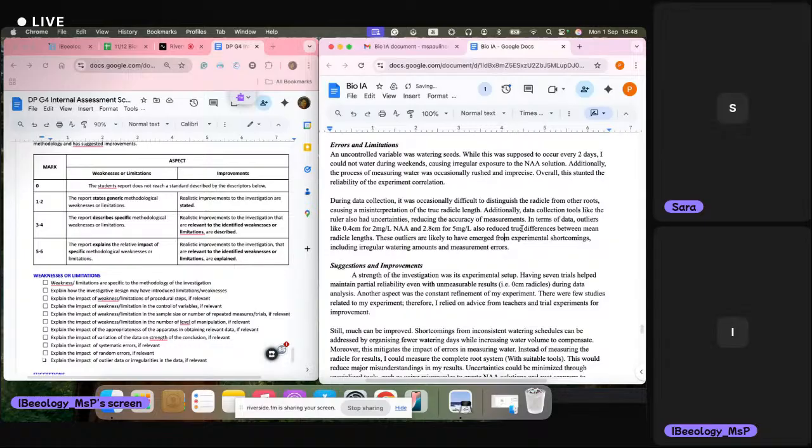How could you do this next time? What would be a better tool? Okay, a vernier caliper.